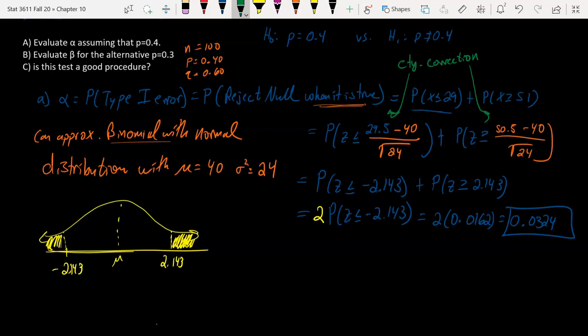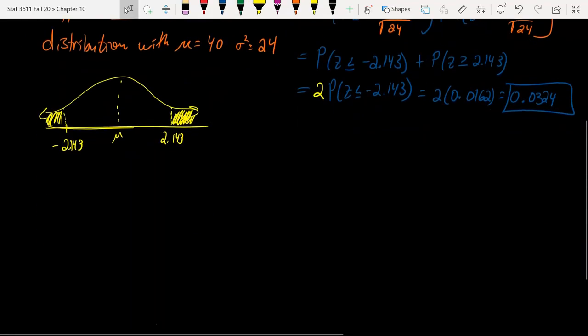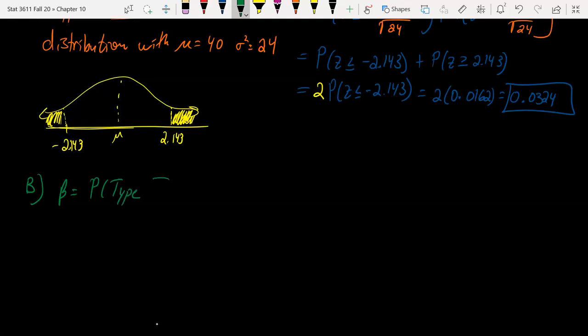Evaluate beta for the alternative, where p is equal to 0.3. Let's take a look at part B here. Part B, I should say B, not beta. Part B. We want to find beta. Beta is the probability of committing a type 2 error, right?